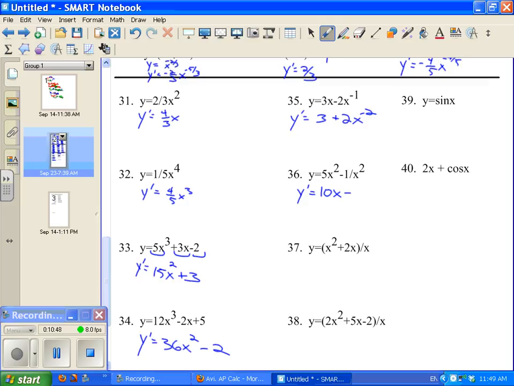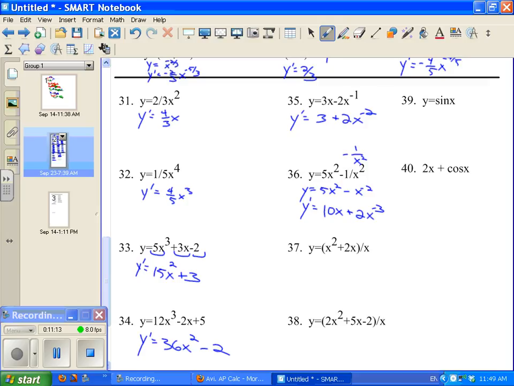This is minus 1 over x squared. So how do I fix that? This one probably deserves a rewrite. So you're going to go minus x to the negative 2. Now take the derivative of both parts. So you're still going to get 10x, but then you're going to get plus 2x to the negative third.